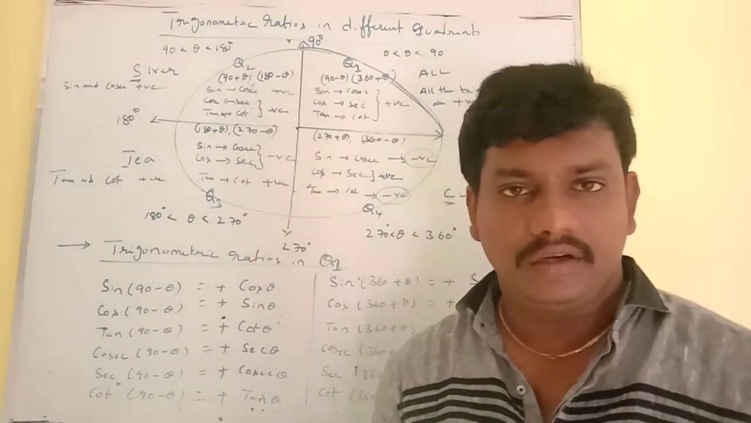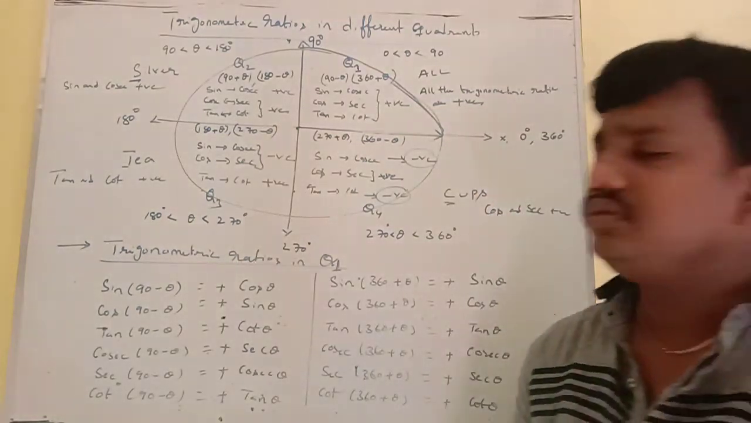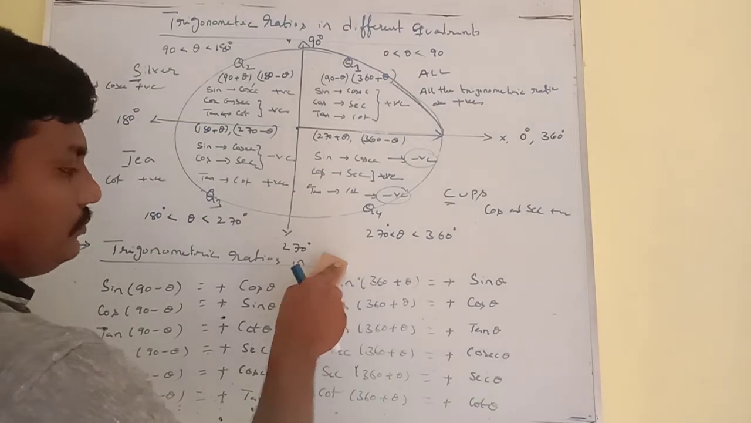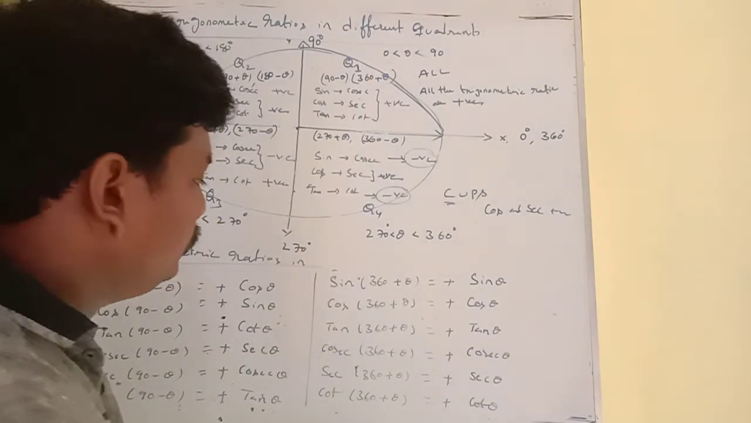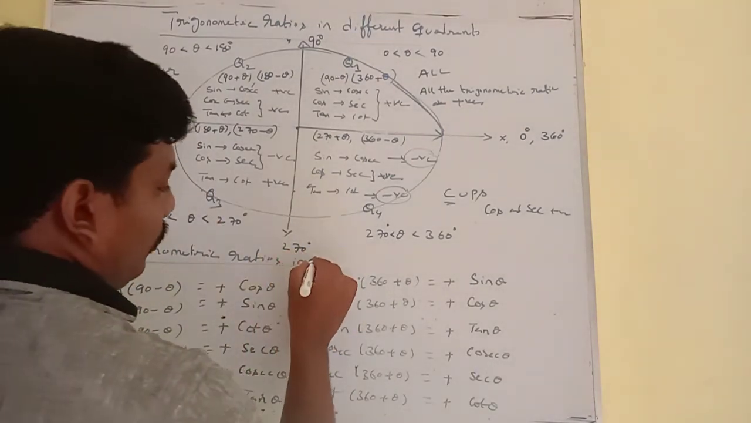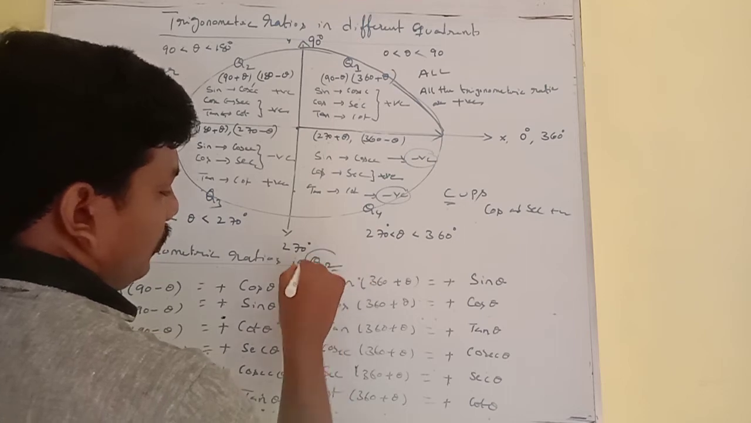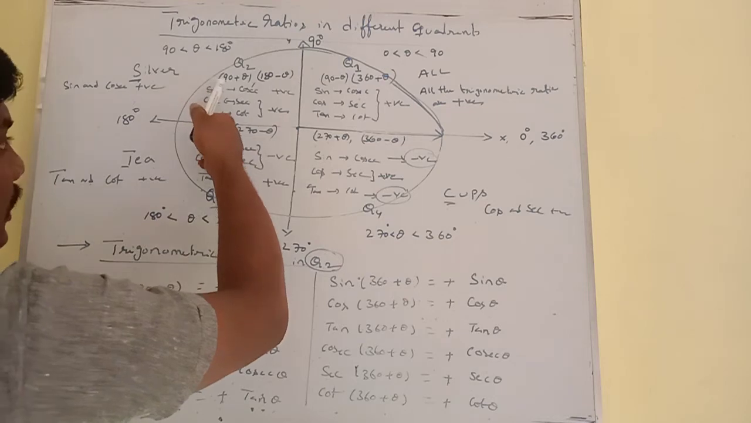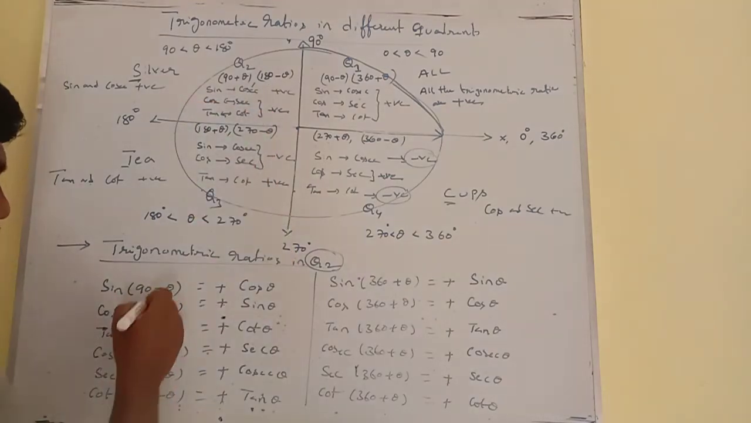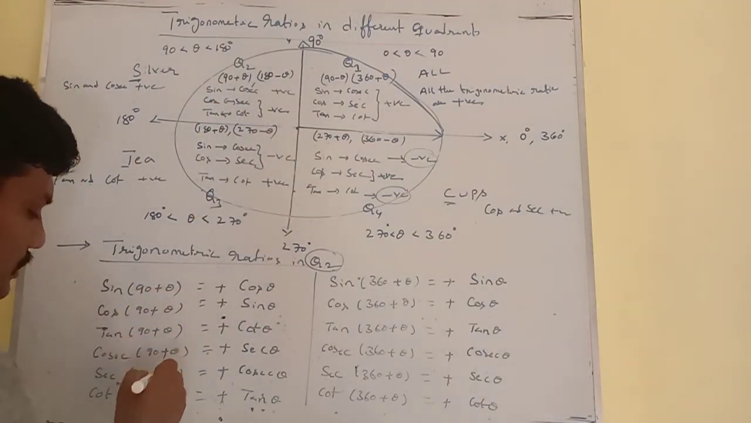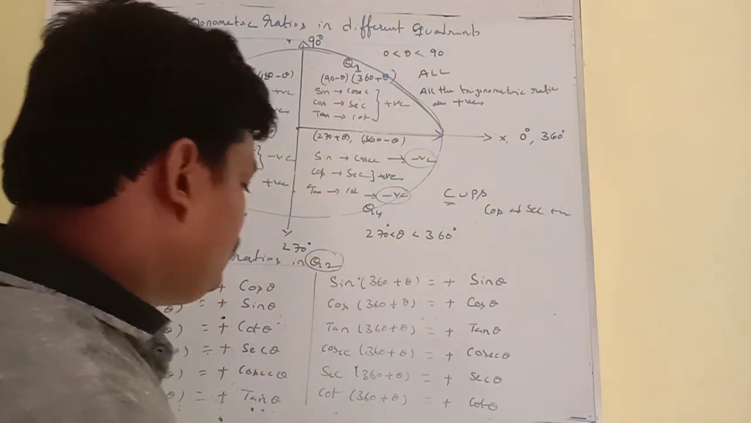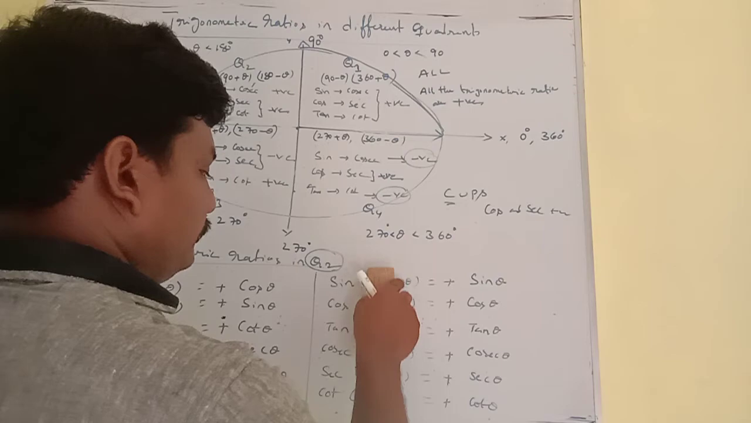Then coming to the second quadrant trigonometric ratios. Let me see. Quadrant 2. So how will it be changed? In quadrant 2, the angles are 90 plus theta and 180 minus theta. This is the 90 plus theta angle, and the 180 minus theta angle.